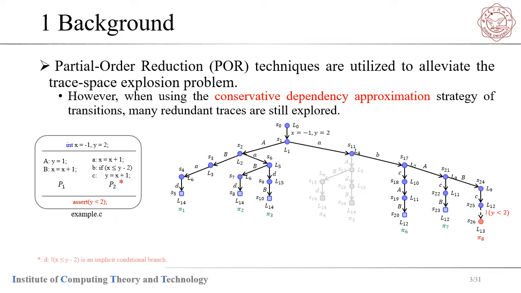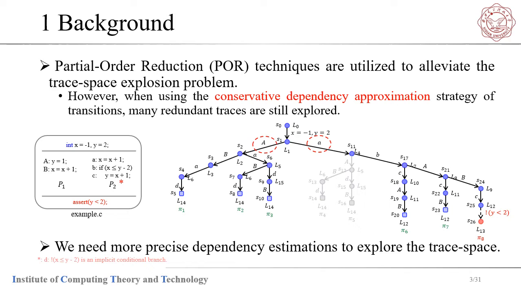For this simplified program, we conclude that this program is safe with regard to a certain reachability property if the final value of the shared variable y is less than 2. With the conservative dependency approximation, only the transition pair uppercase A and lowercase a are independent, and two redundant traces, pi4 and pi5, are pruned. In fact, many redundant traces are still explored. From this example, we hope to use more precise dependency estimations to explore the trace space of concurrent programs.